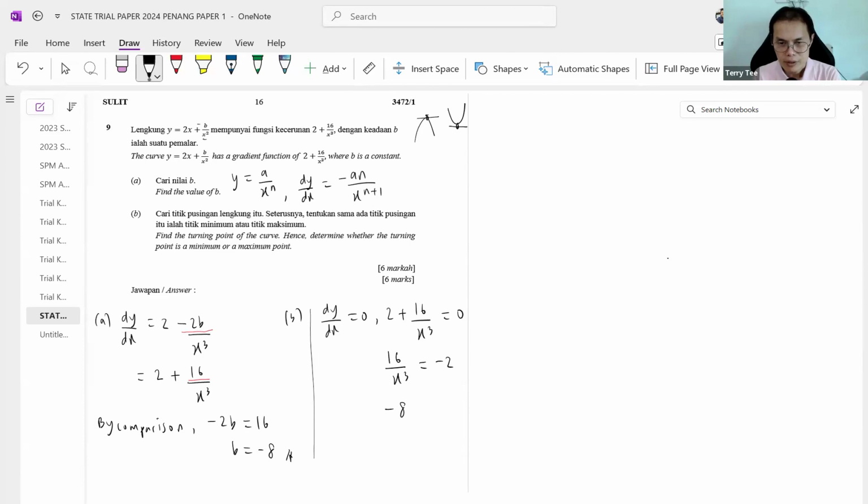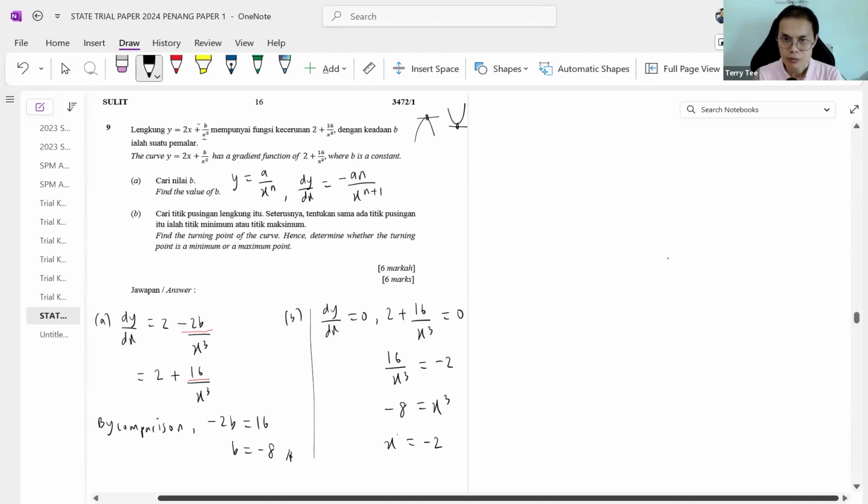16 divided by negative 2 is negative 8, right? Cube root of negative 8, x is negative 2. And once you got the x value, you need to find your y value. Take this, put inside your equation of the curve. Now your x is minus 2, and you also know your b. Your b is negative 8.